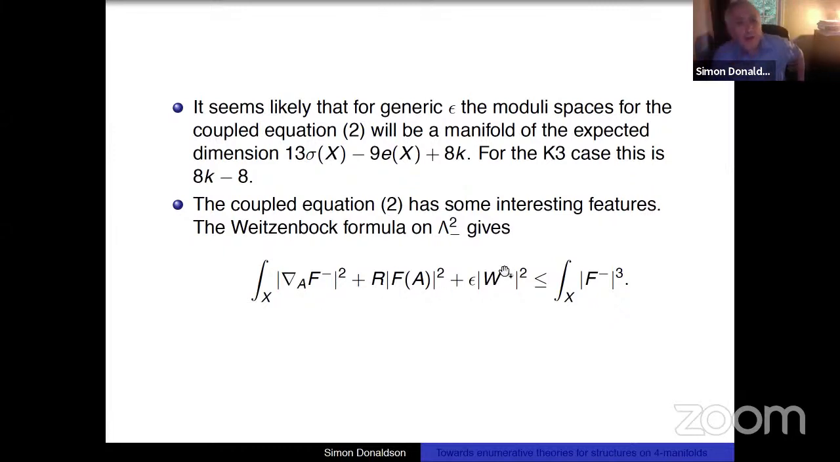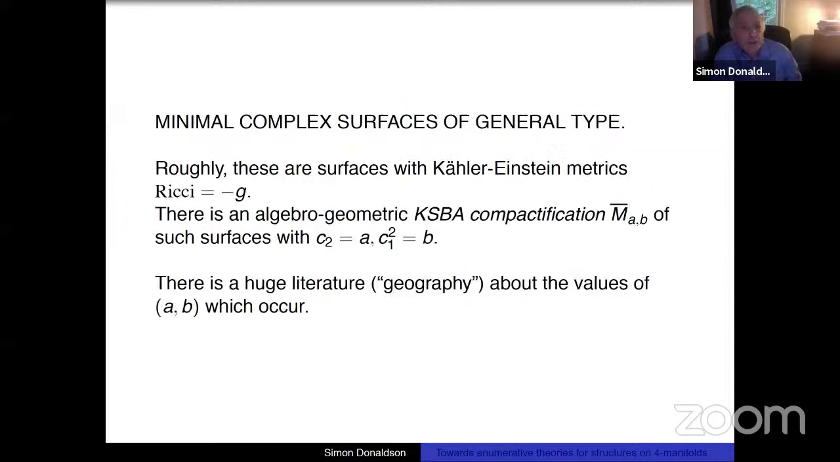So I think mainly I'm introducing this just to show the kind of things that one can do in these theories, but in fact this coupled equation might be an interesting thing to study differential geometrically. But I want to slightly hurry over that in order to get on to the last part.